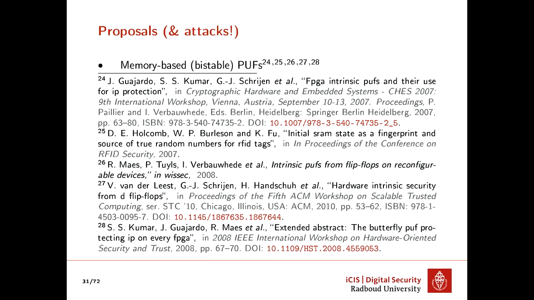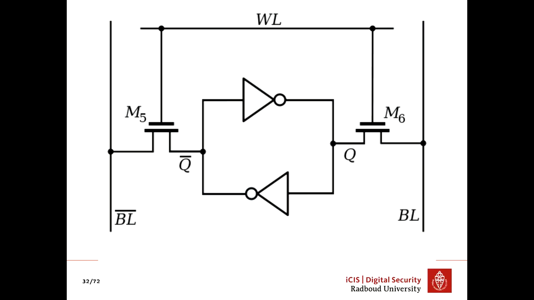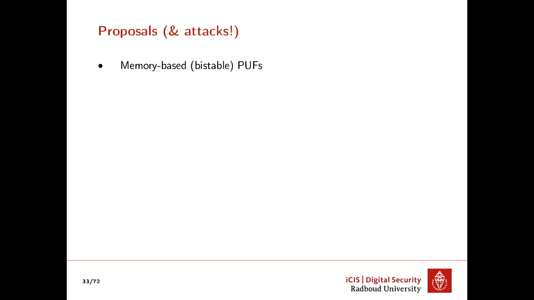Then there are memory-based PUFs. They are based on bistable memory, which basically looks like this. And it's also delay-based, but here it's unique to this cell. You have a block of these cells. They are all independent, so you get a pattern out of this. These cells go to one or zero, and they are fairly stable in doing this. I'll show you a picture later of what happens if you have a nice PUF of this type and if you don't have a nice PUF of this type.